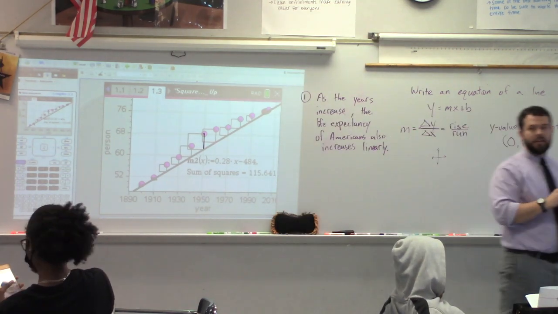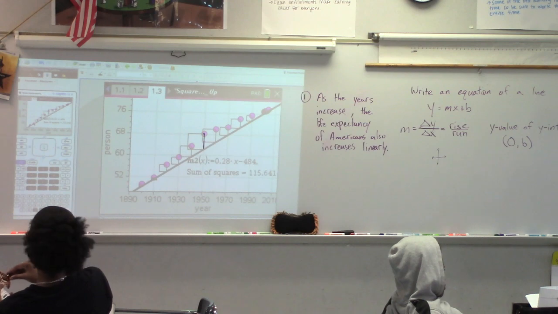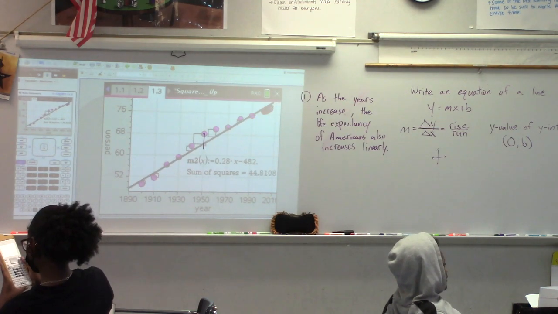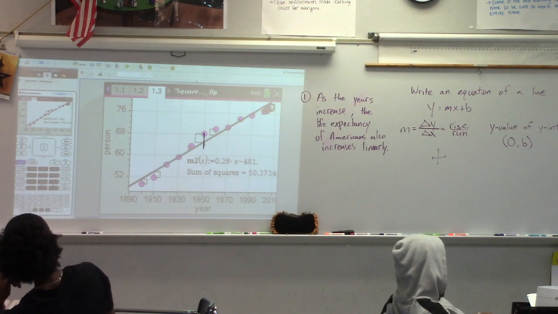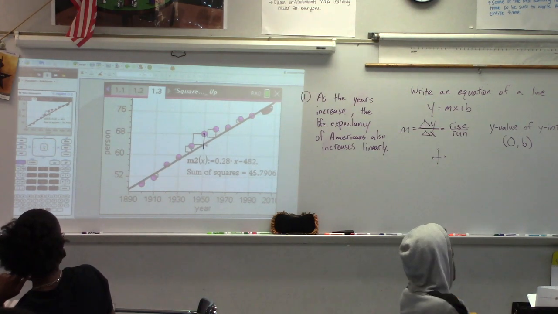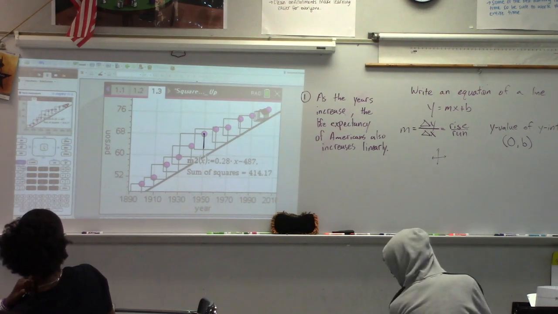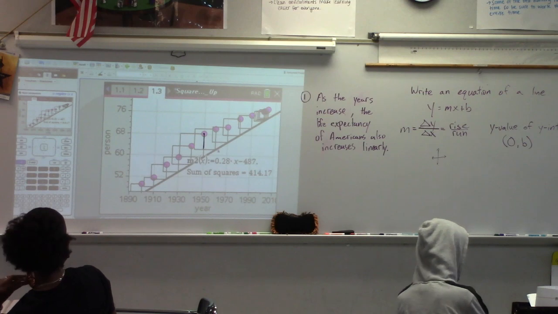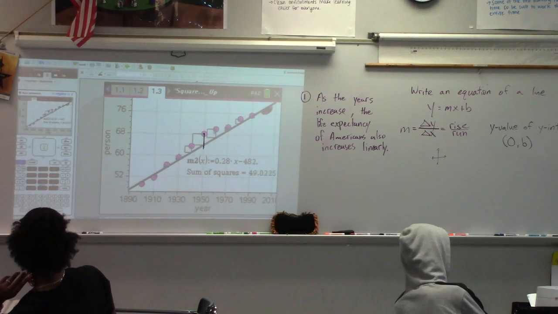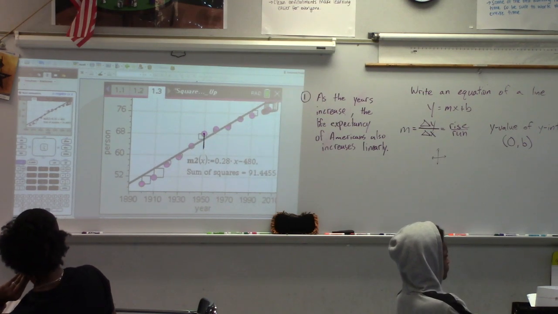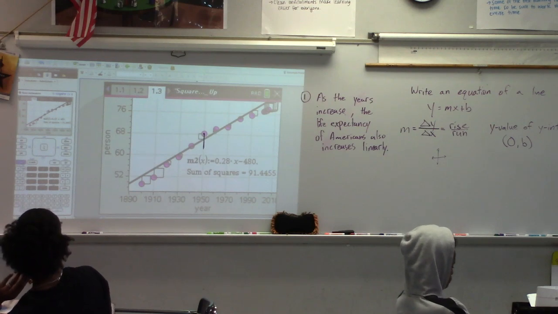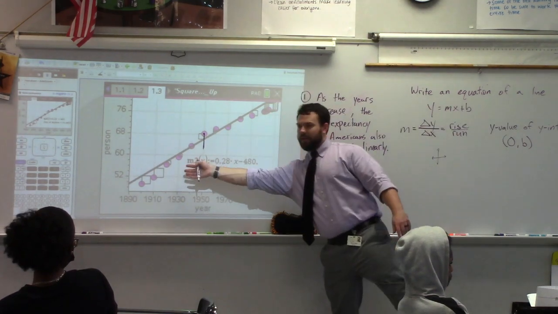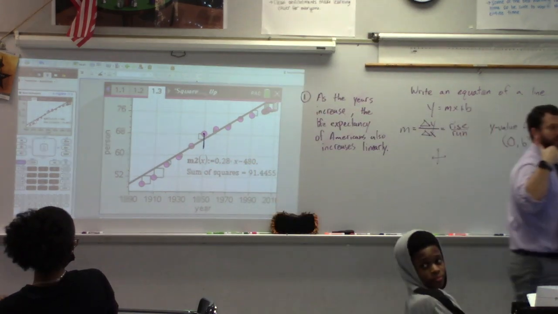Now, I need you to hear me on this. If I have the absolute best line of best fit, let me ask this. Do you think that is a better line of fit, or this is a better line of fit? Which one fits those points better? This goes through the points, right? Exactly. That one's a better fit.